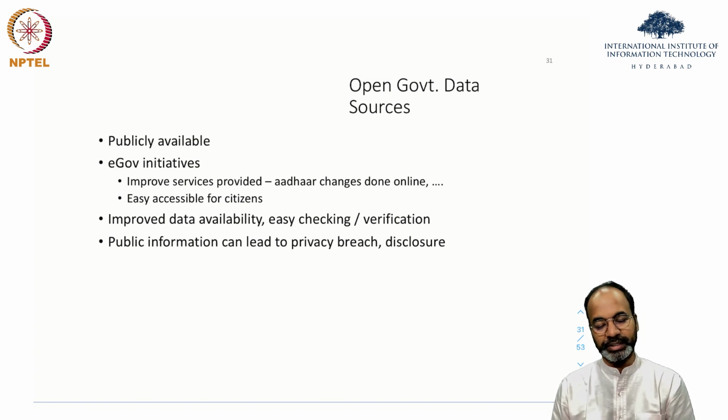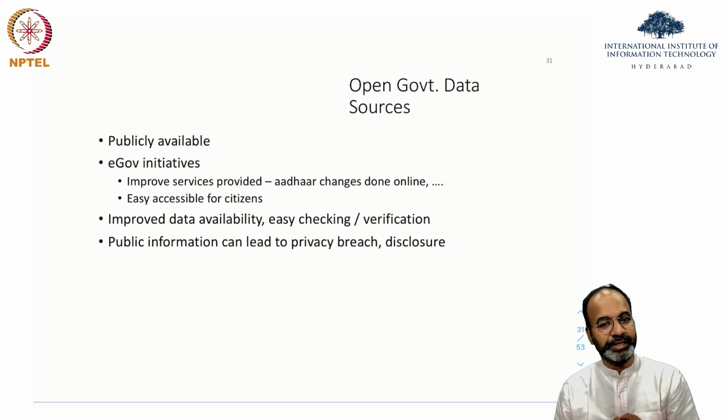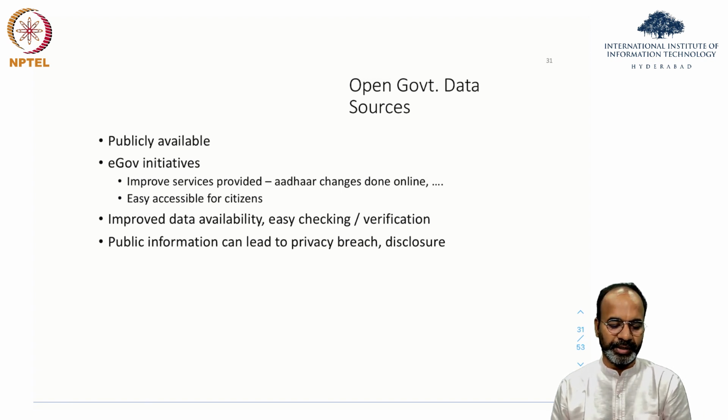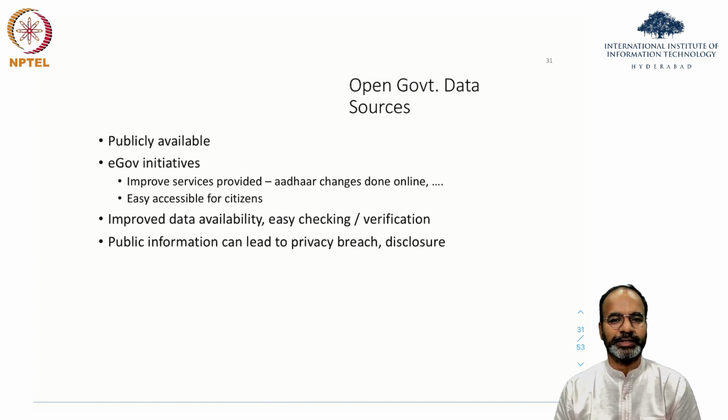Improved data quality and easy checking and verification also, right? So data quality, information is available, so you can actually check. You could make an argument that, oh, something is not correct, and you can go back and fix it. Verification becomes much simpler when you're able to see what information the government has about you. But unfortunately, if the information is publicly available, then it could be used for breaches. It could be used for identity theft that I said before.